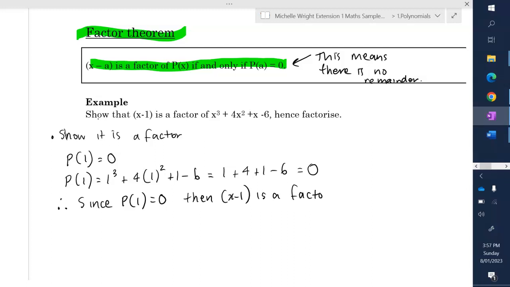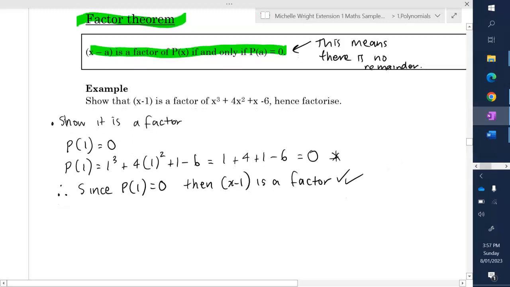I would like you to get into the hang of writing a sentence at the end like I've done. I've shown it, then you need to state the rule at the bottom. If you just leave it up to here, I'm not happy enough with that. So I'm looking for this bit as well. So I've shown it as a factor, therefore there's no remainders.